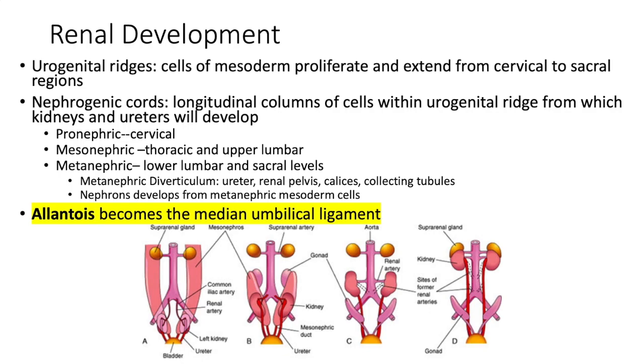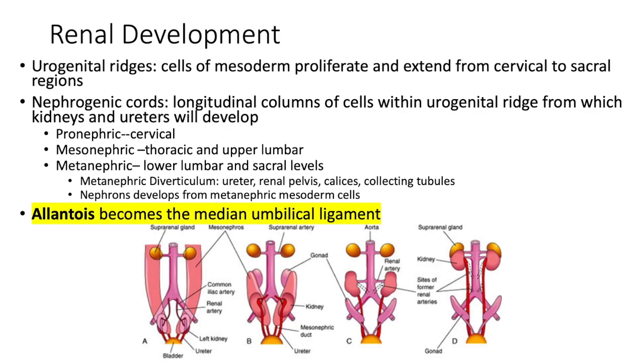So I think of pro as sort of being pre, which means before, but pro sort of is near the top. So pro is going to be in the cervical region. Mesonephric, I think more of how our mesoderm is sort of our muscle and those types. So I sort of think of it as in the middle. So we've got mesonephric, which is thoracic and our upper lumbar. Metanephric is going to be below our meso. So our metanephric is going to be our lower lumbar and our sacral levels.